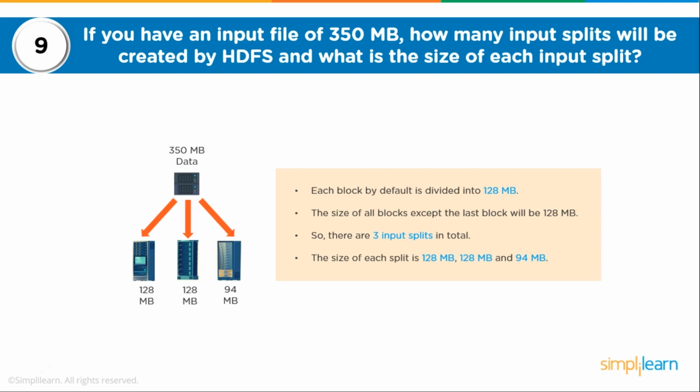Now let's look at some logical questions here. If you have an input file of 350 MB, which is obviously bigger than 128 MB, how many input splits would be created by HDFS? And what would be the size of each input split? For this, you need to remember that by default, the block size is 128 MB. Now that's customizable. If your environment has a larger number of bigger files written on average, then obviously you have to go for a bigger block size. If your environment has a lot of files being written, but these files are of smaller size, you could be okay with 128 MB.